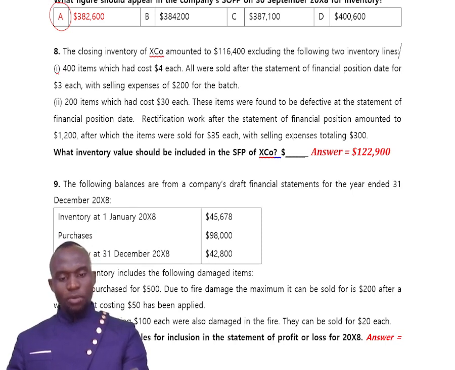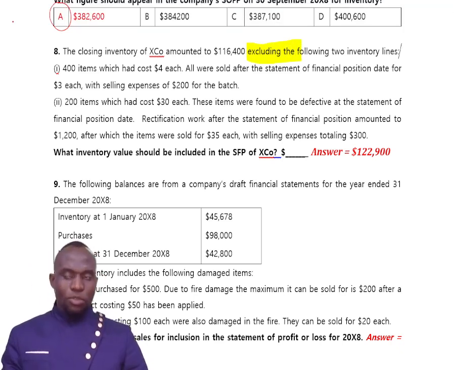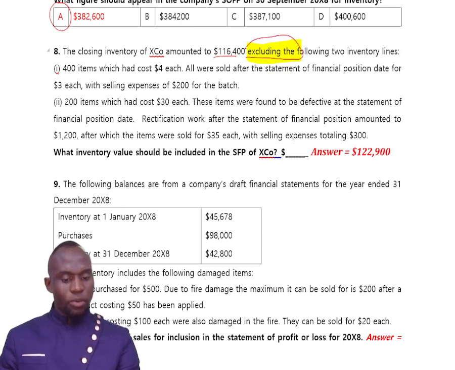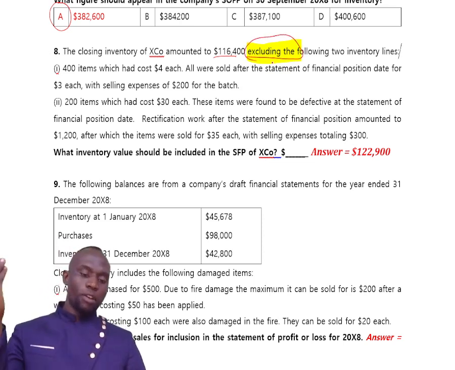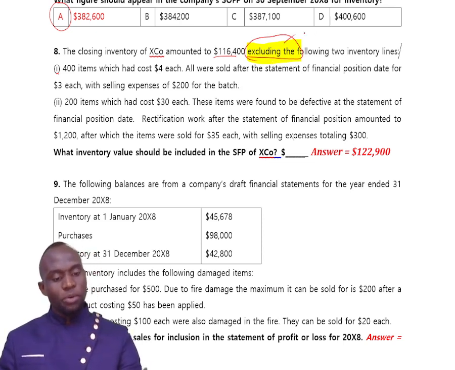The data is similar to what we've been doing, but here the trick is this. Make sure you don't bring your cram work. The question has said closing inventory was this, but excluding what we are doing before, the values were included. So this one means it is before including. So when you're working out, you should start with this figure.